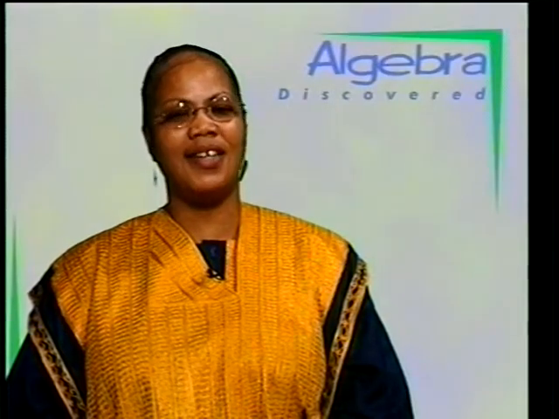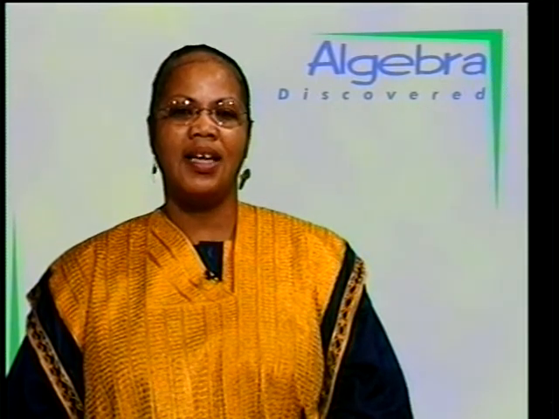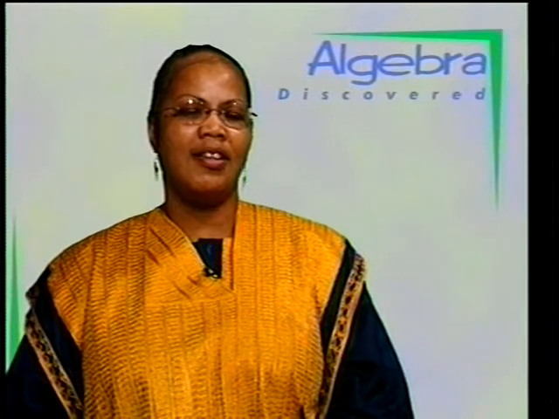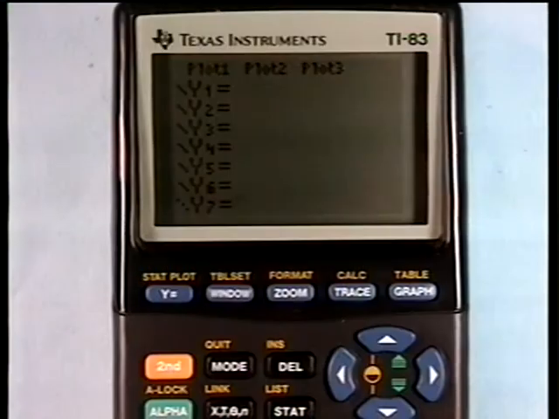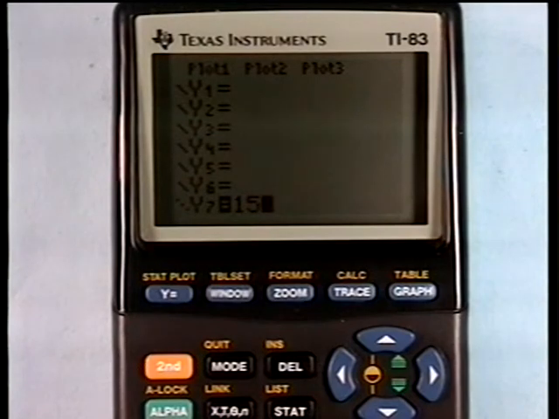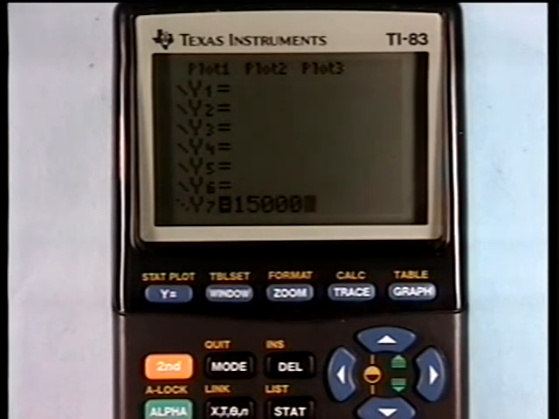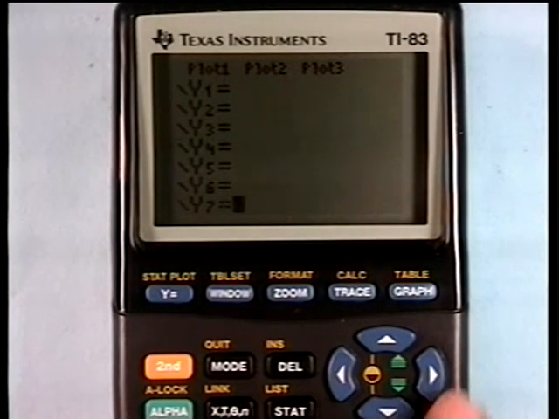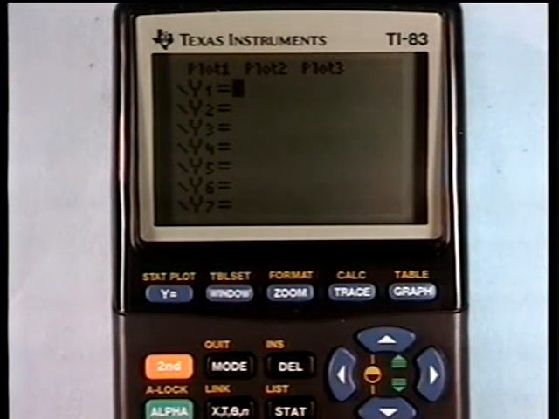Now, since we have seen how an exponential growth formula can be developed, let's take a look at the picture that an exponential growth formula or equation will generate in the graphing calculator. If we take the initial deposit, let's go into Y1.